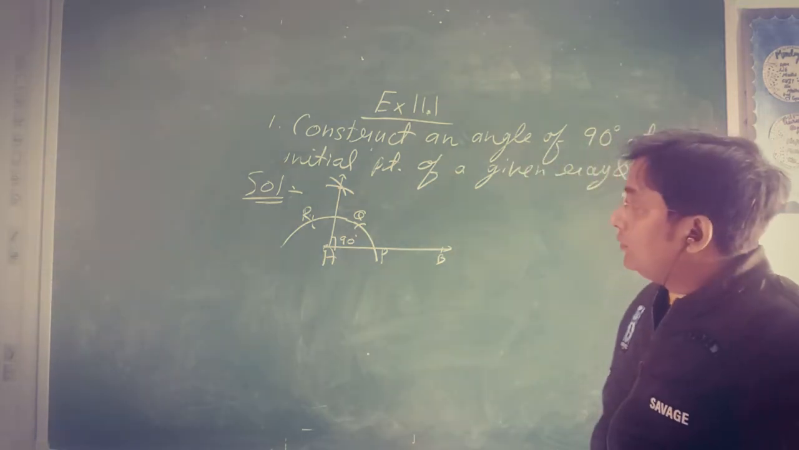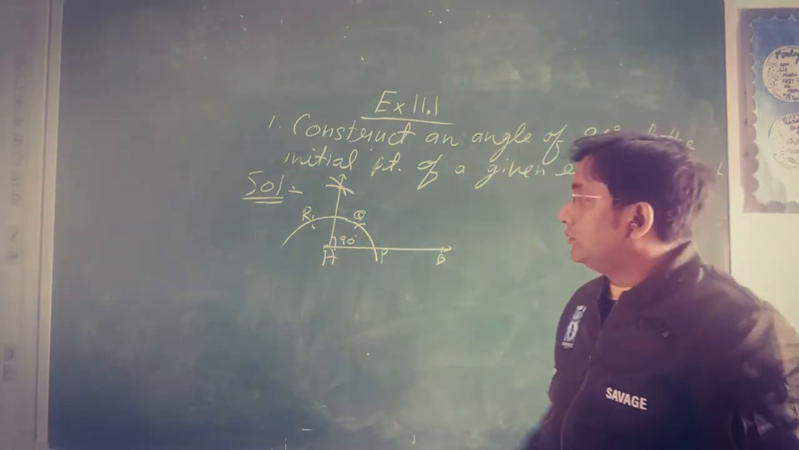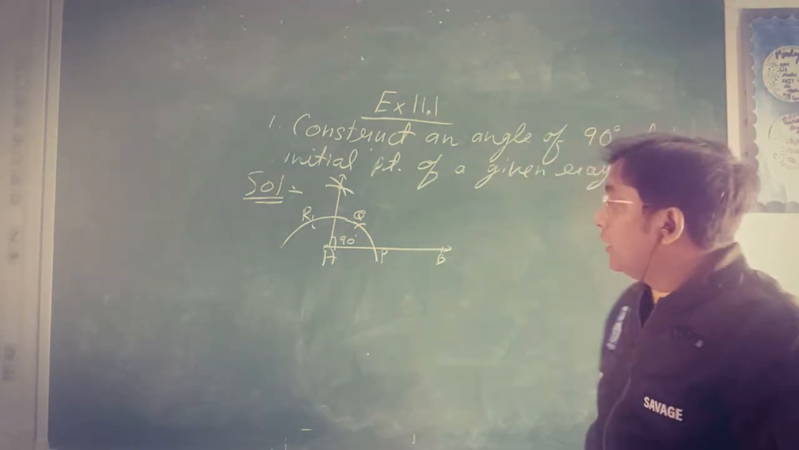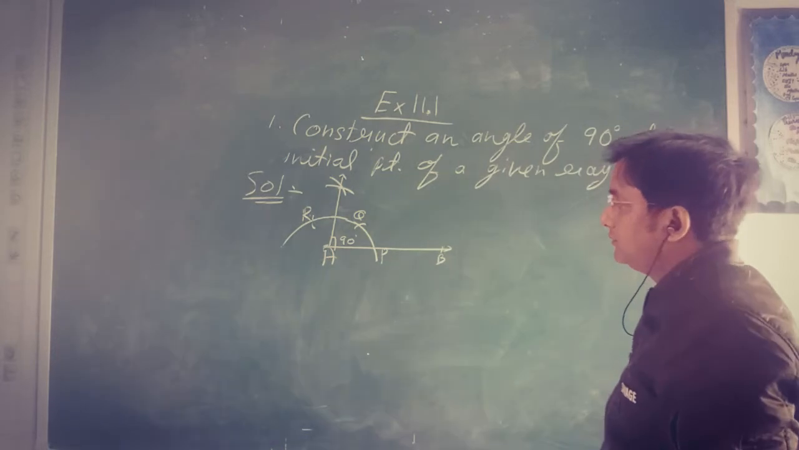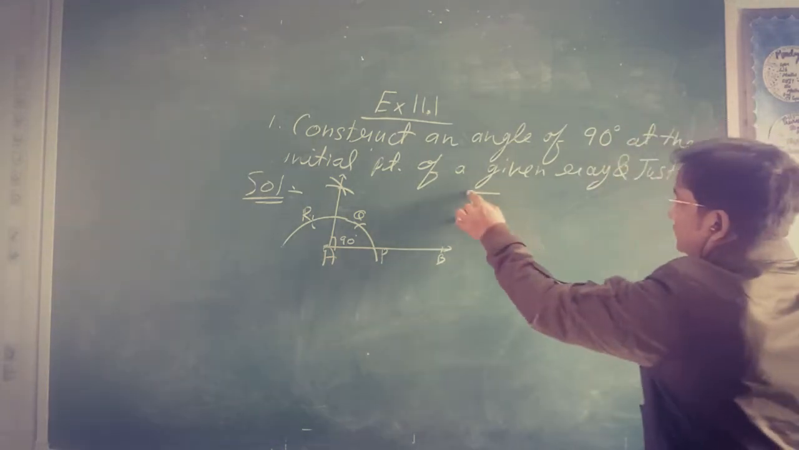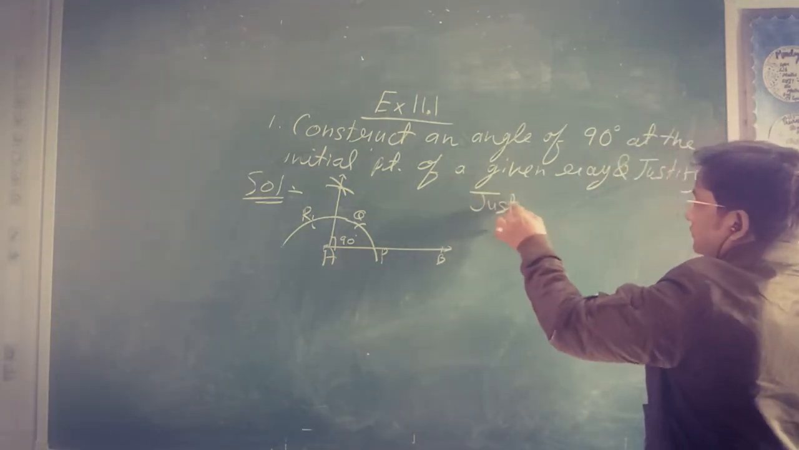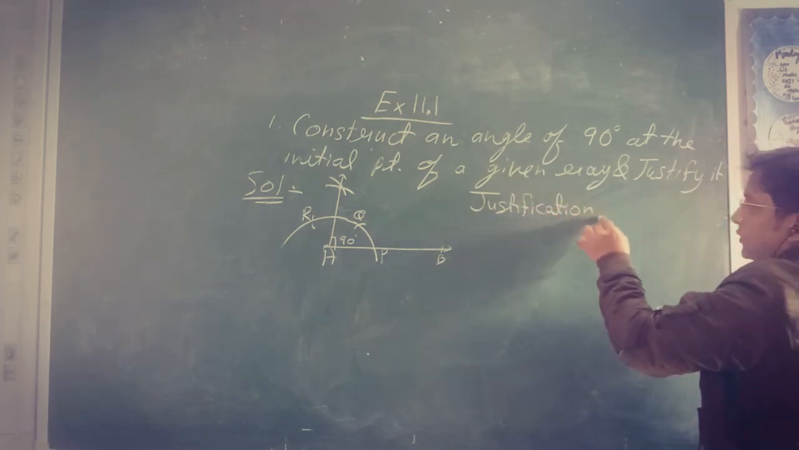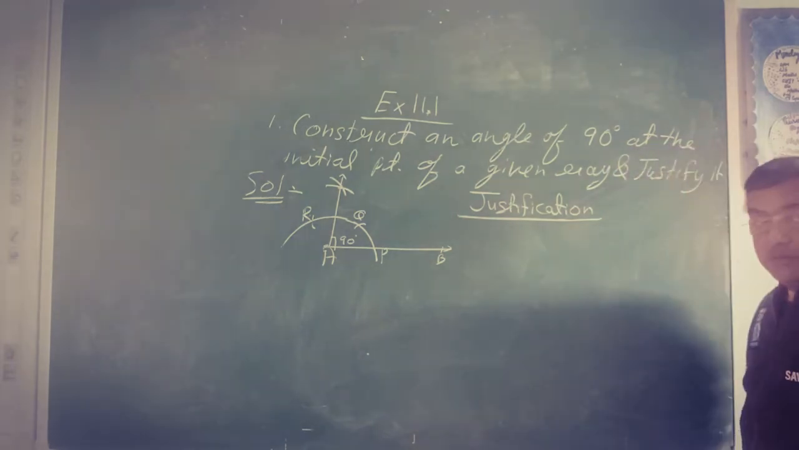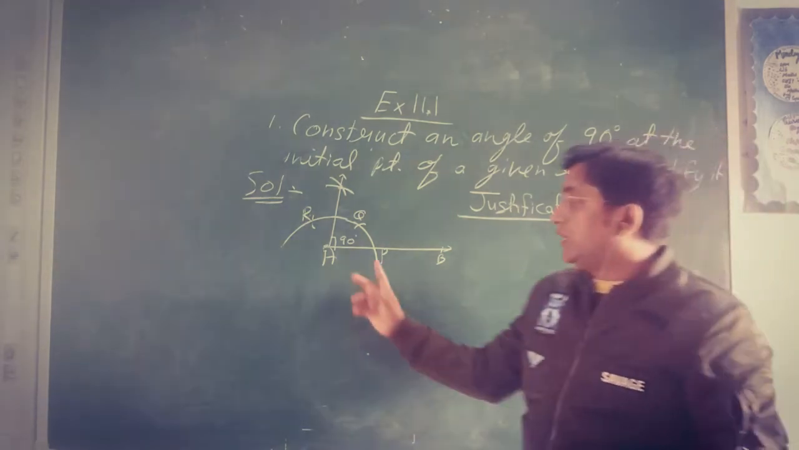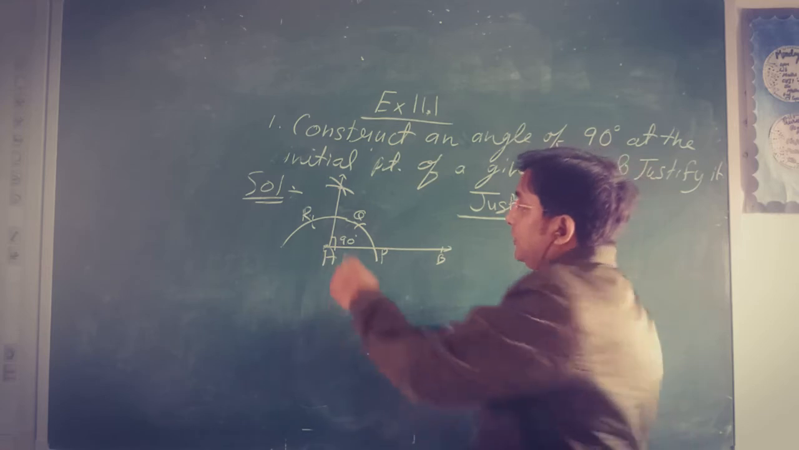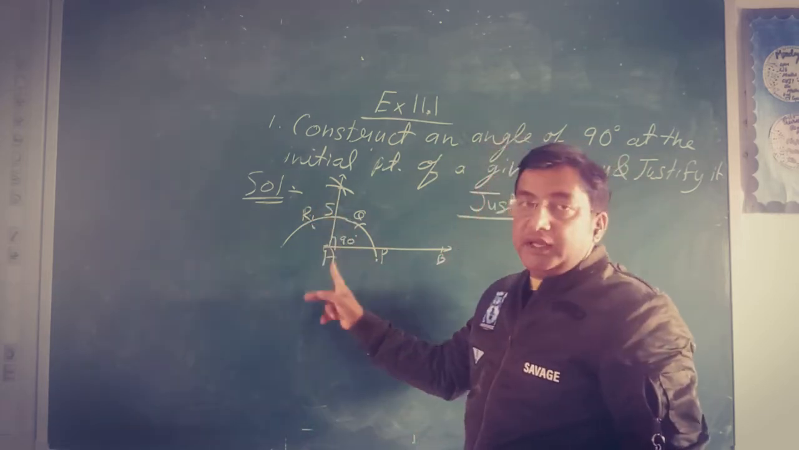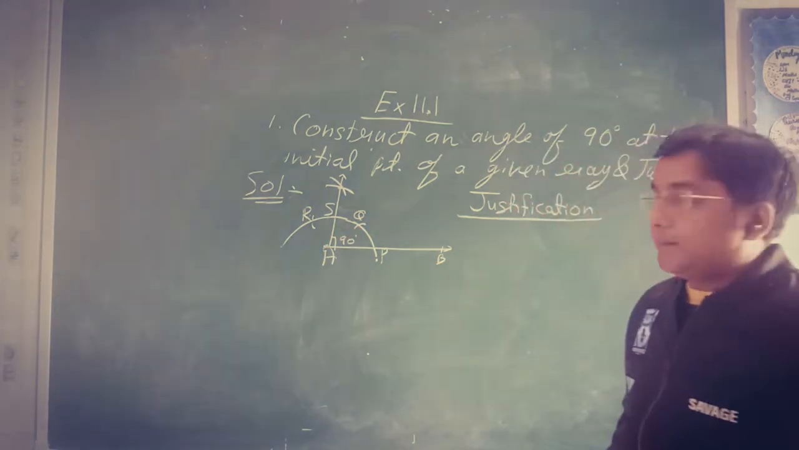Now it's time to justify it. How will you do the justification here? For justification, actually you have to show that, let us give this name here, S, angle PAS is 90 degree.